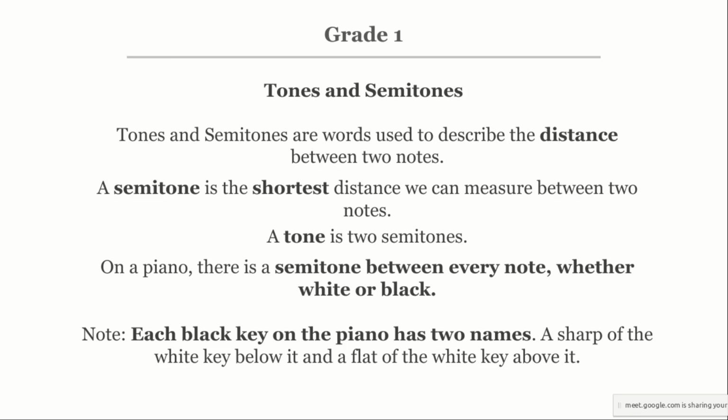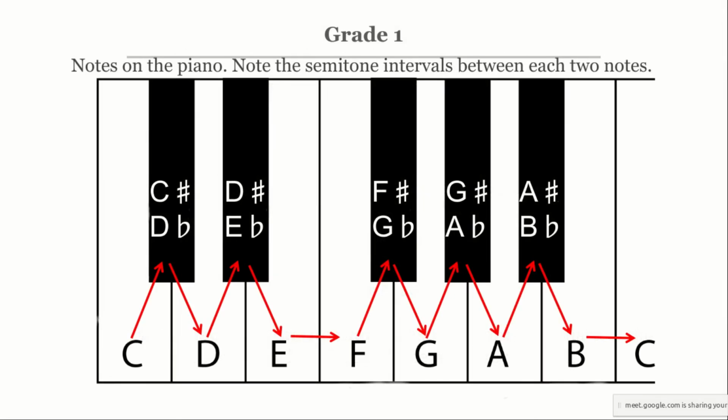So each black key on the piano has 2 names. We're going to look at that. A sharp of the white key below it and a flat of the white key above it. This is what I mean. This is a picture of a piano, and these are the letters on the piano: C, D, E, F, G, A, B, C. C is found before the 2 black keys. So after C, a semitone higher will be C sharp.